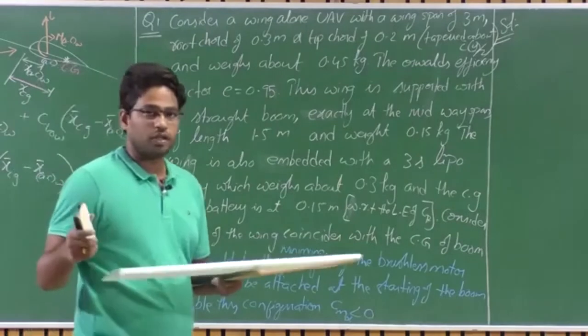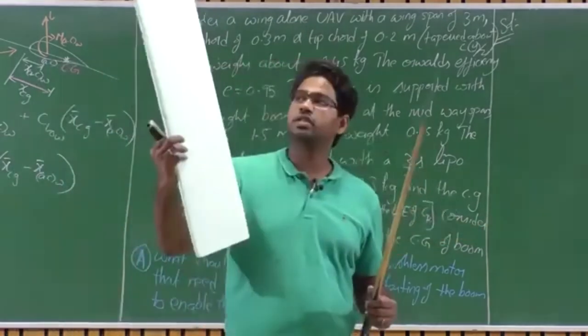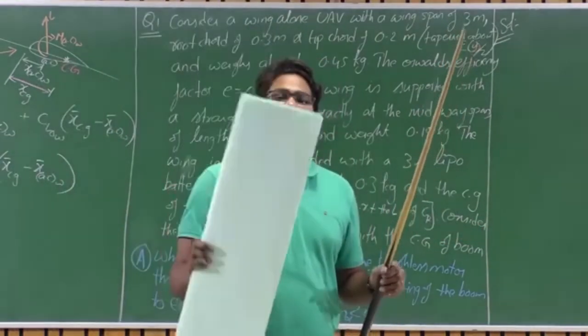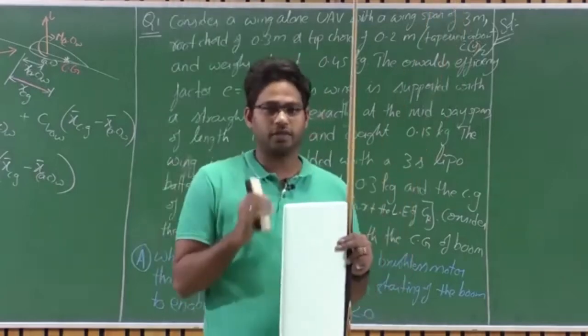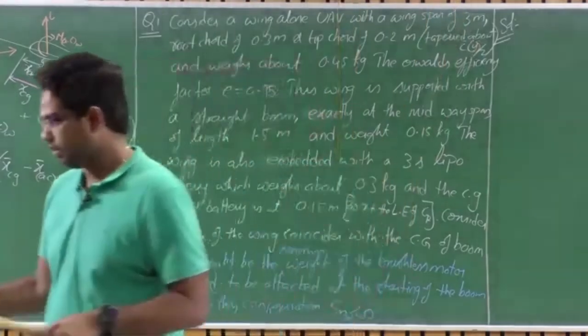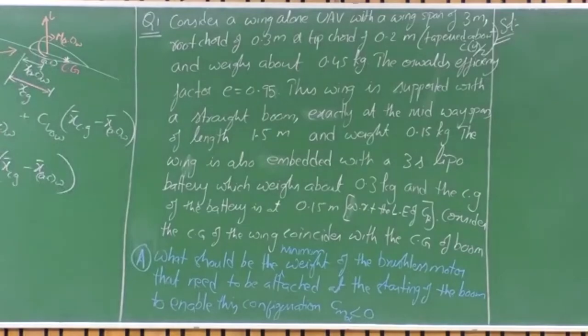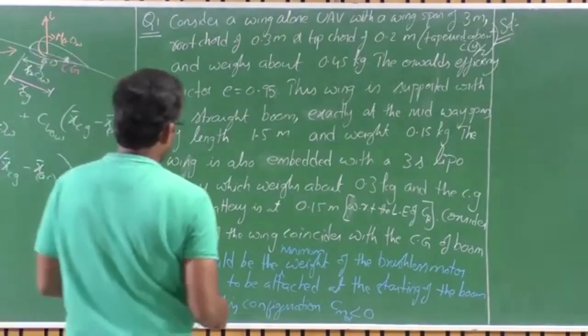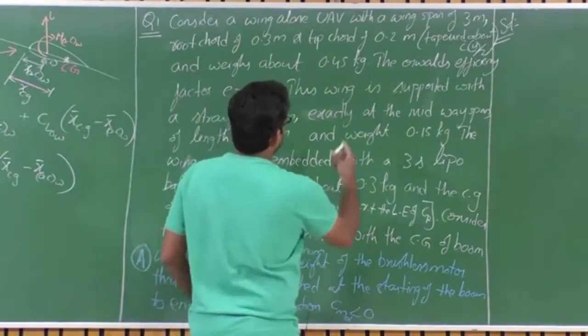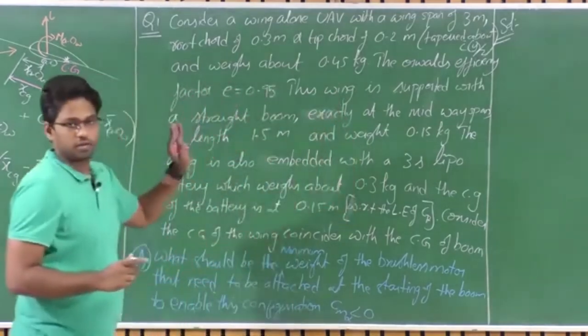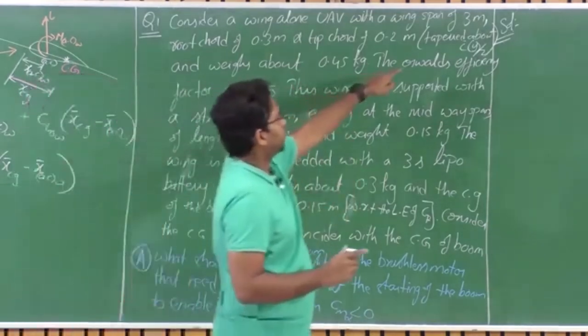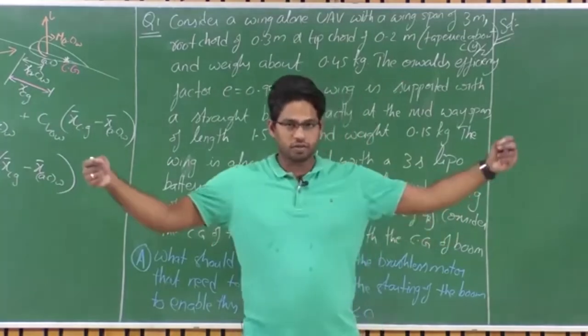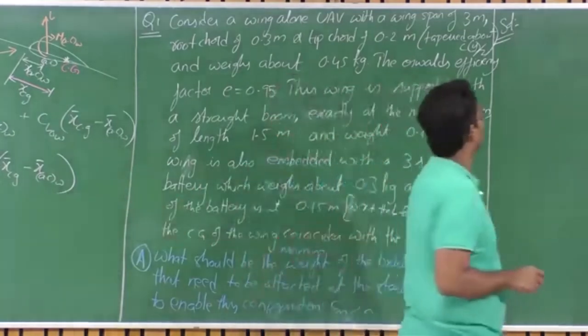And also the CG of this wing coincides with the CG of the boom, okay? And let us assume that the CG, the weight distribution, or say the CG of the wing, is at the mid chord itself, okay? So this is another assumption we'll consider. So what you can see is the wing CG is at the mid chord, so about the taper axis itself, the CG of the wing is also present, the longitudinal CG location.